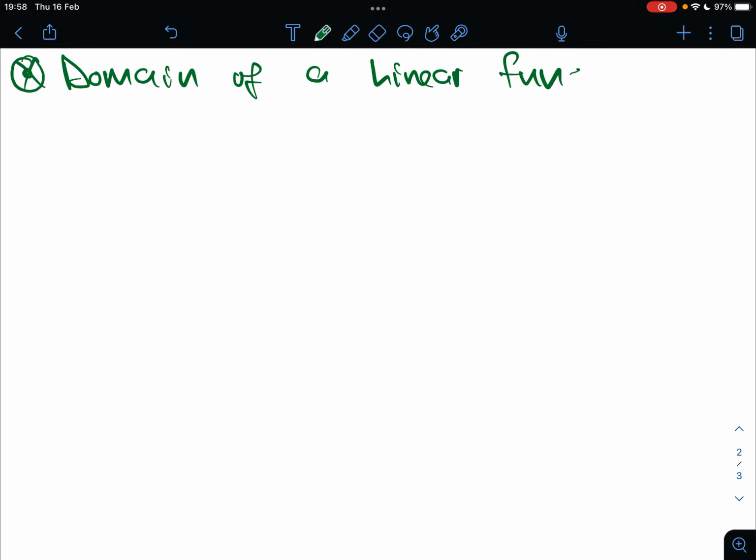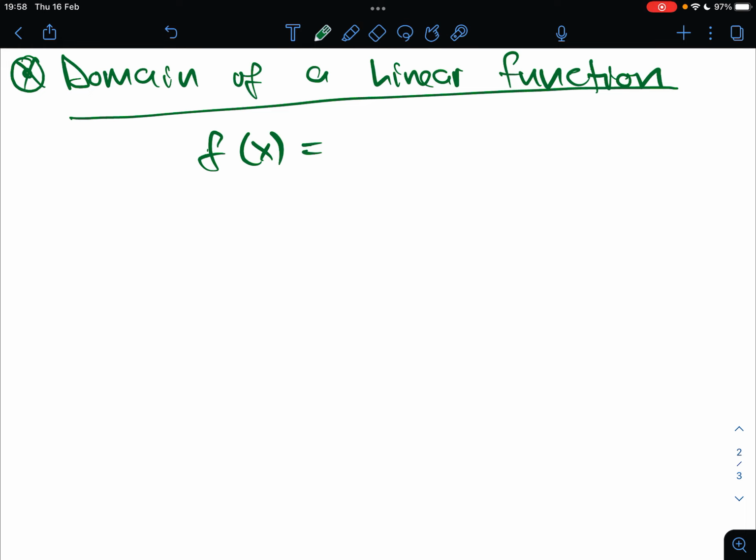domains. You see that? So the first thing that we're going to look at is the domain of a linear function. So first, what exactly is a linear function? A linear function is a function of the form f of x equals ax plus b, such that both a and b are elements which belong to real numbers.